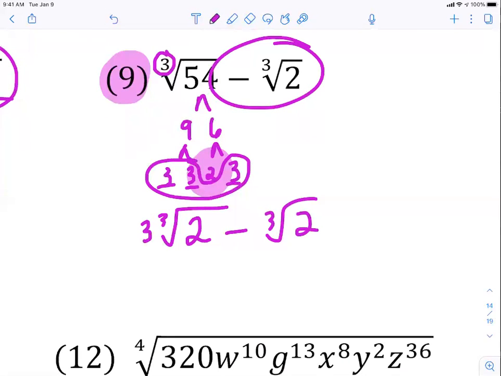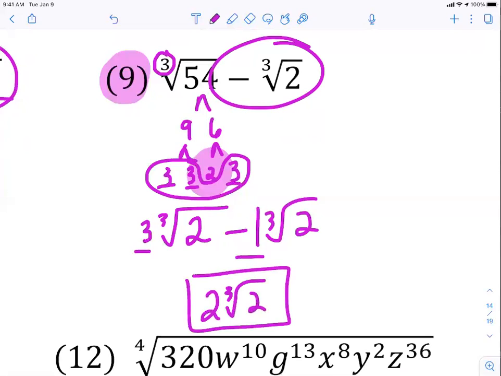And what you'll notice is we actually have like terms. Technically, I have 3 cube root 2s, and I'm taking away 1. 3 minus 1 is going to end up being 2. Keep my cube root of 2.